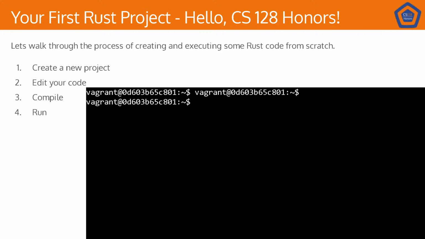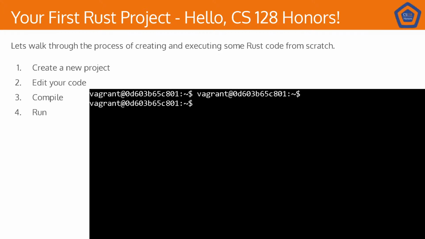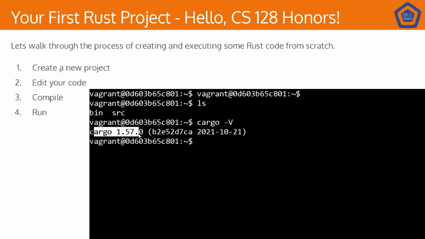Okay, so we would like to create a new project. Just for reference, this is a brand new virtual environment. I've done nothing on it. I can run cargo -V, just like I mentioned, and we can see that Cargo version 1.57.0 is installed. I'm SSH'd into my Vagrant. Docker is running, et cetera.